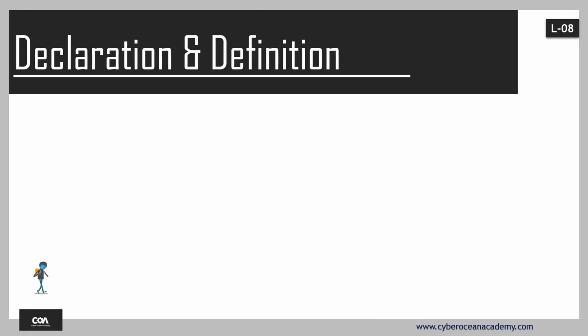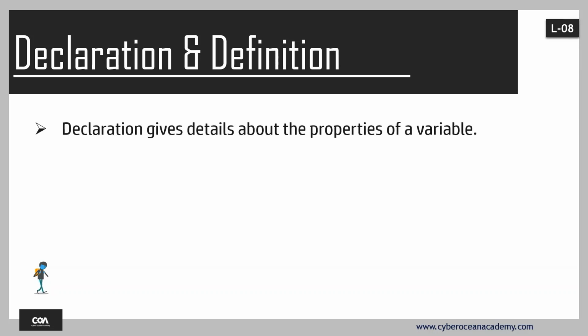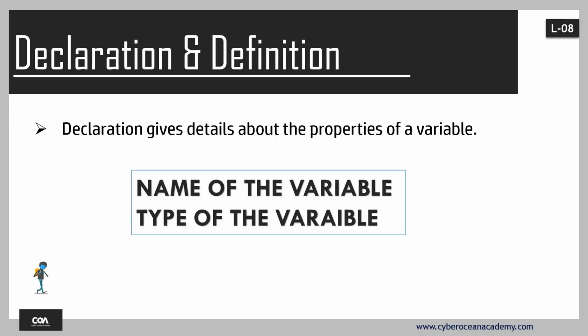Before using a variable, we have to declare it. Okay, so what does declaration mean? Basically, a declaration gives some details about the properties of a variable. What are those properties? The first one is the name of the variable, and another one is the type of the variable. There are two types of variable. The first one is numeric, and another one is character type.